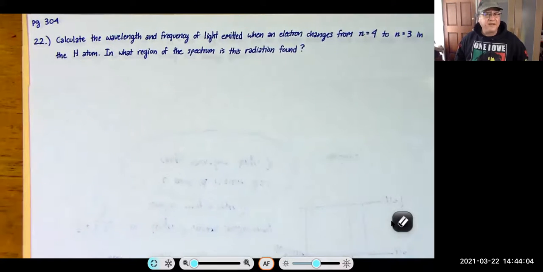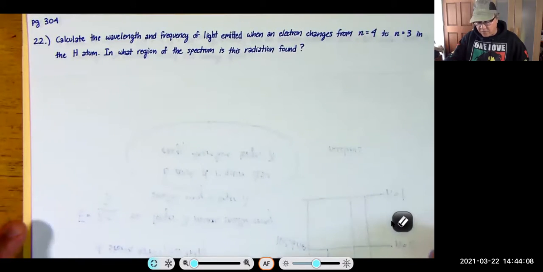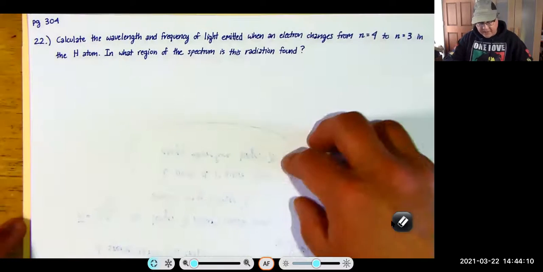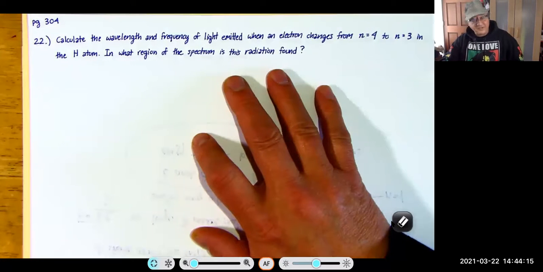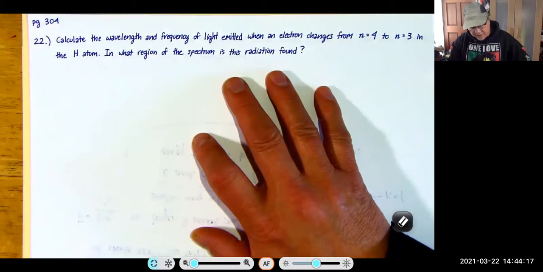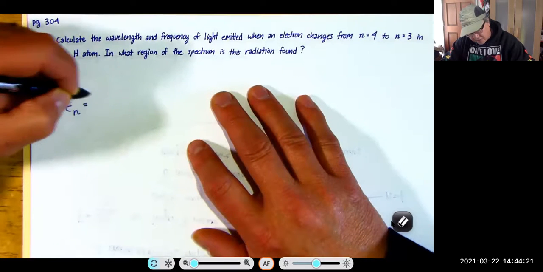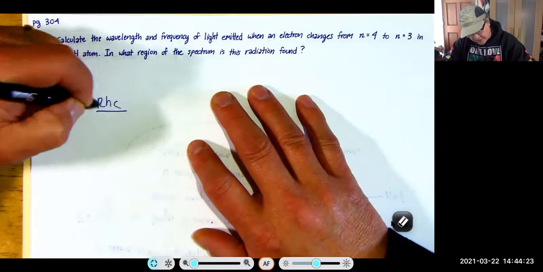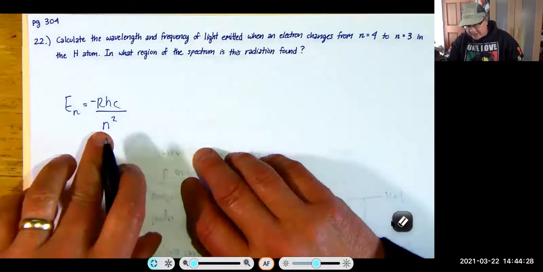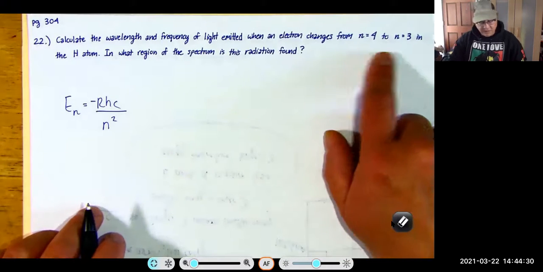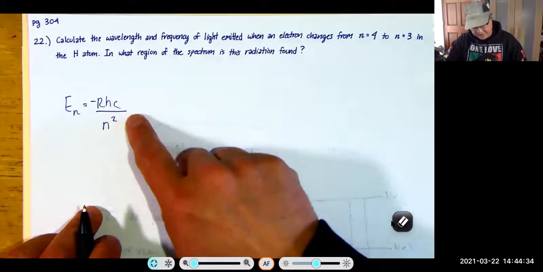Calculate the wavelength and frequency of light emitted when an electron changes from n equal 4 to n equal 3 in the hydrogen atom. What region of the spectrum is this radiation found? We're going to go ahead and do this one. Now remember, the energy of the nth level is negative RHc over n squared. So we're going to use this idea and the n equal 4 and n equal 3 to calculate the wavelength and frequency of light for this.